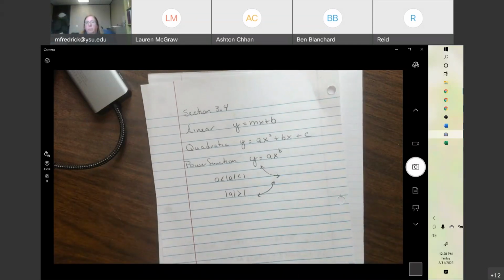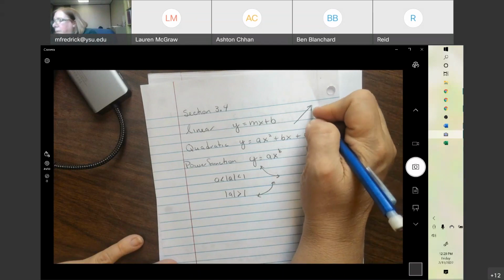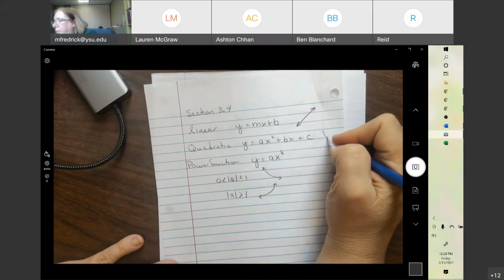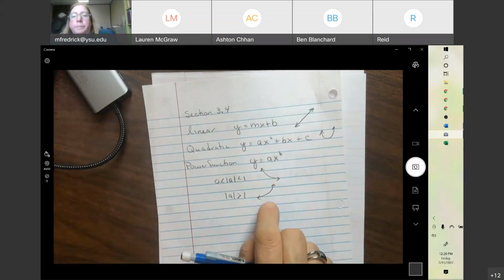Now, the next chapter will get more into it, but for the most part, Desmos will be doing most of the graphing. But you need to know what they each look like, because then you want to make sure you have the right graph. And this, remember, is just a straight line. And then this is a parabola. Okay.